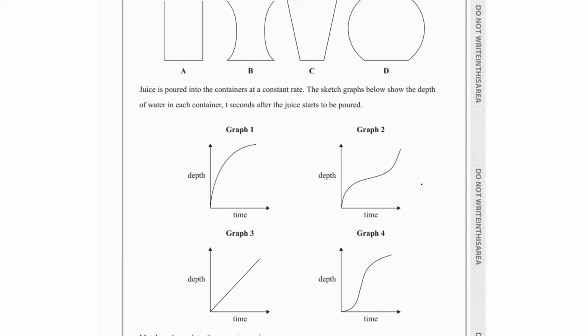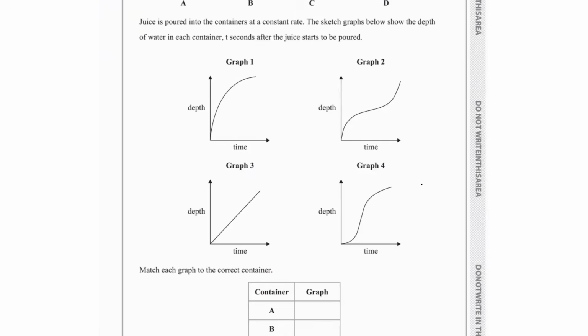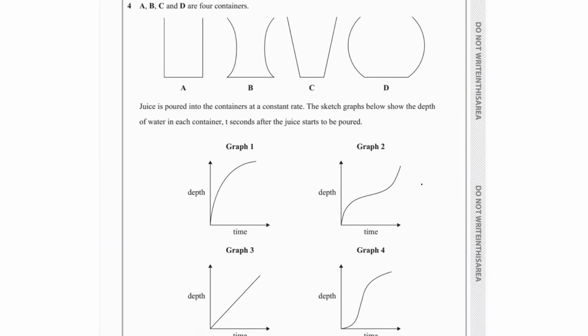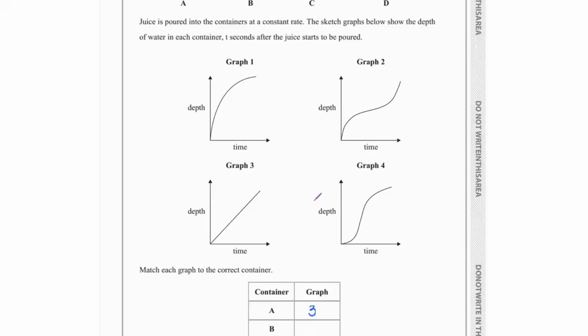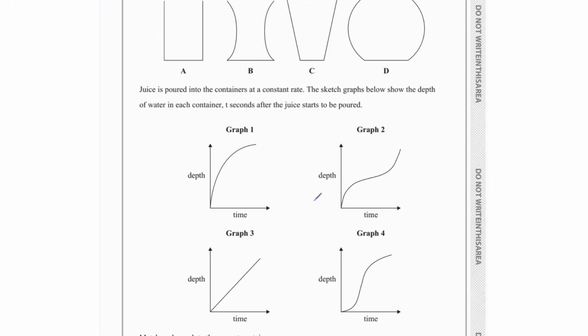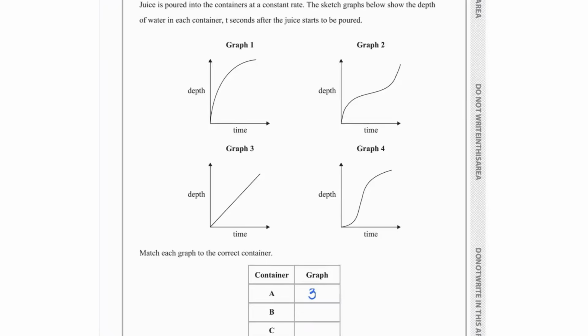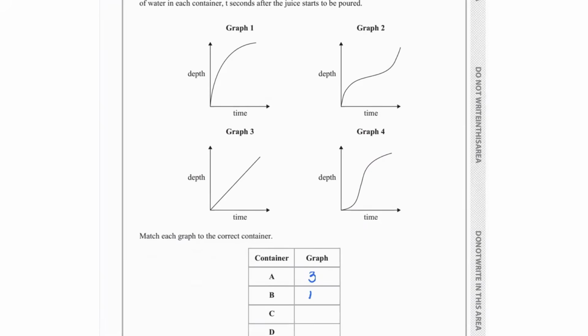So A is going to be graph 3 because we can see that the depth is constant throughout. So A is graph 3. For container B, if we notice, it's wider in the beginning, then it narrows, and then it's again wide. So that's going to be graph number 4. It's increasing first, then constant, and then increasing at a decreasing rate. So that's your 4.